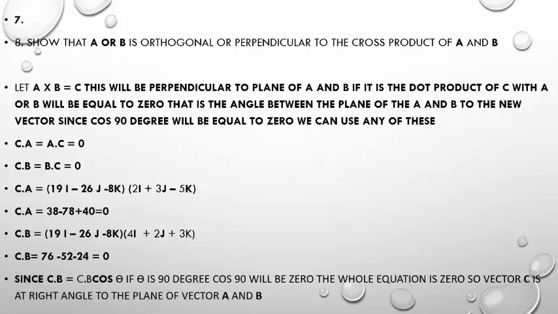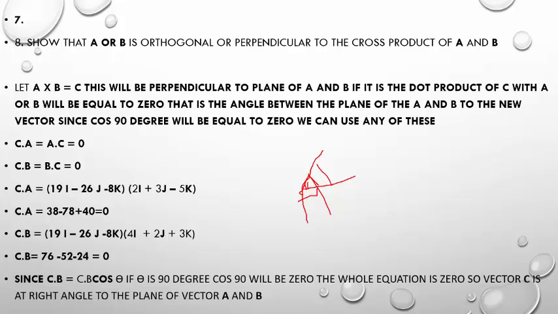We can have A like this, B like this. This is the plane of A and B. So our vector C at this point is perpendicular to this and is perpendicular to this other one. That is perpendicular to the plane.